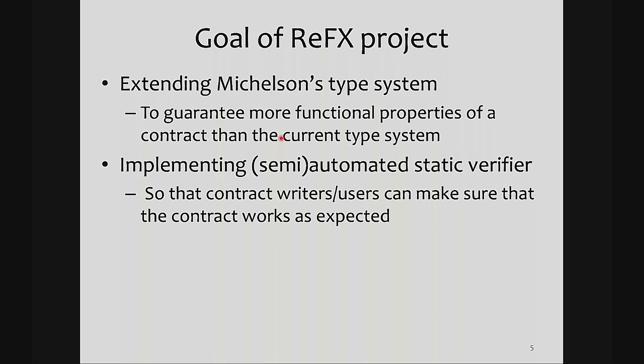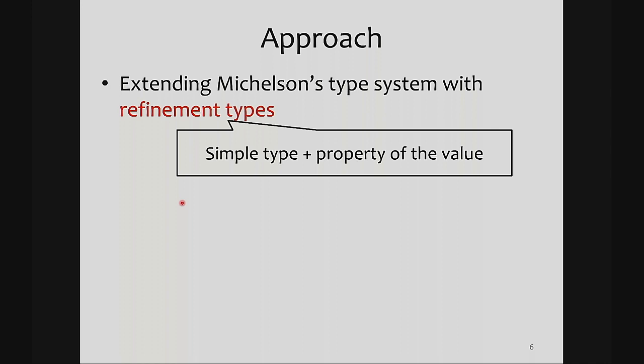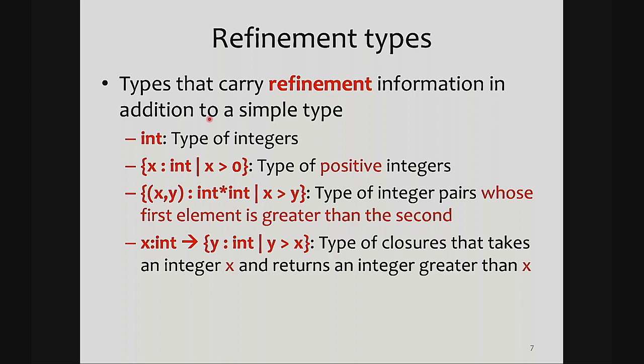So let me explain by example. When we write int in the current type system of Michelson, it means that it is an integer type. So it is a type, but it includes all the integers. In the refinement type system, in addition to this information of x is int, we can write some predicate in the type. And this predicate is called a refinement to the type information. If we write a predicate, for example, x is greater than 0 in this way, then this whole refinement type includes only the positive integers. So when we write int, it includes all the integer values, but when we write in this way, this type includes the positive integers.